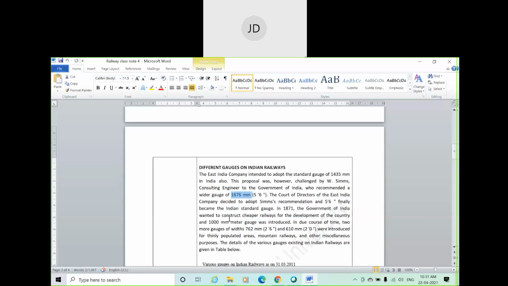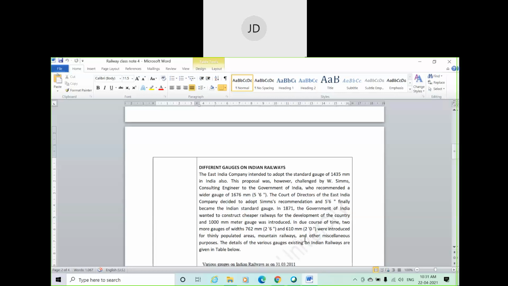Fine. After that, in 1871, the government of India wanted to construct a cheaper railway for the development of the country, and finally came up with a new gauge of 1000 millimeter. This particular gauge is also known as meter gauge.